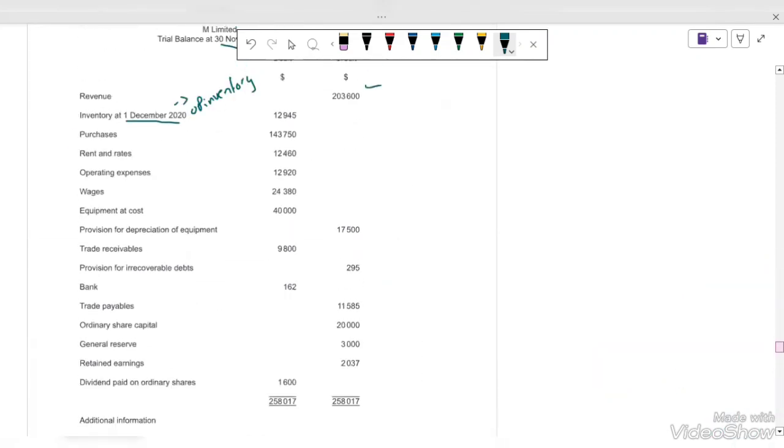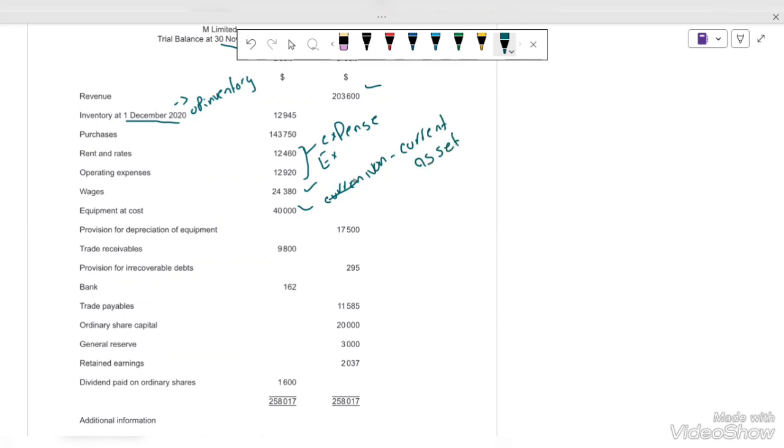So now we are going to read this again. Okay, so we have purchases, rent and rates, which are our expenses. This is also an expense. Wages, expense. Equipment at cost is not our expense basically. Equipment at cost, it is our current asset. Sorry, non-current asset. This is our non-current asset.